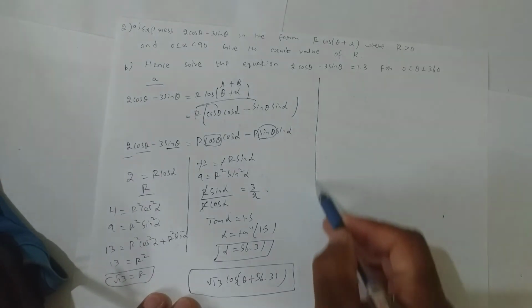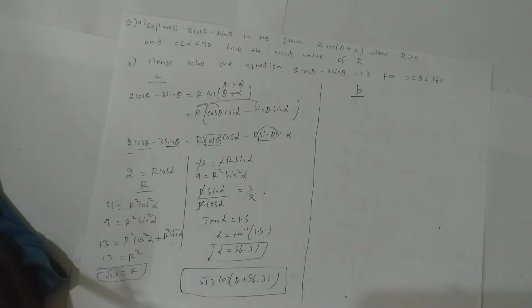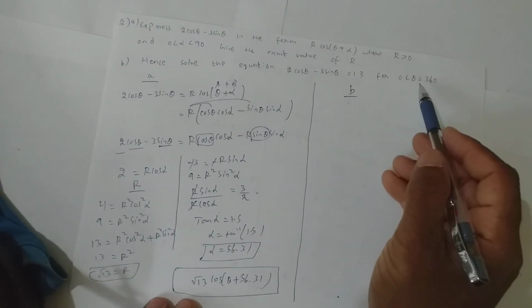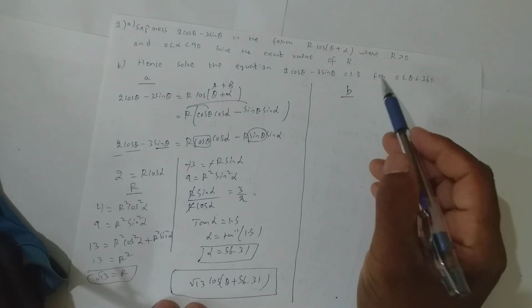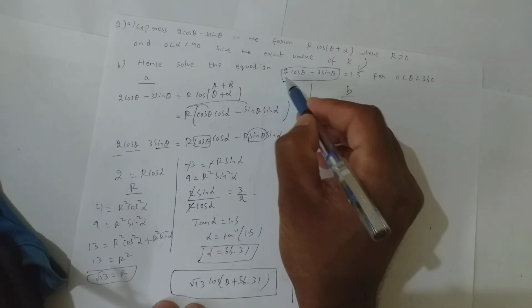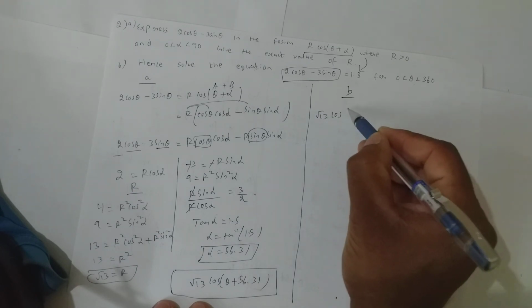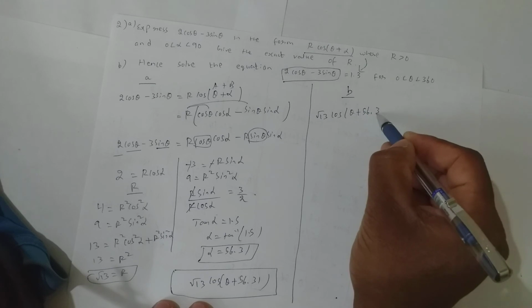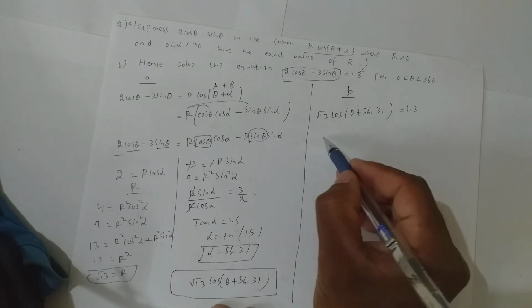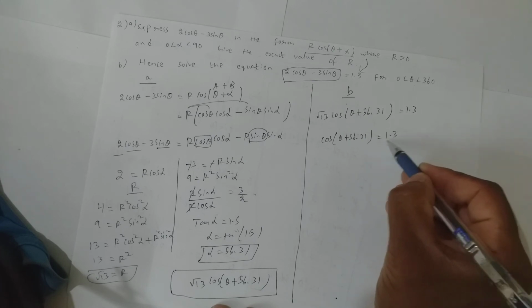It's easy. Now let us think about B1. Now what do I have in B? Hence solve the equation, this one equal to 1.3, for theta between 0 and 360. Always in trigonometry, the first bit's result must be used in the second bit. So in place of this, I will be writing this one now, which is root 13 cos of theta plus 56.31, right? Equal to 1.3 is given. So make cos the subject: cos of theta plus 56.31 equals 1.3 by root 13.